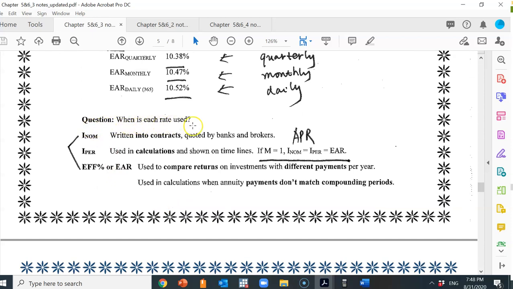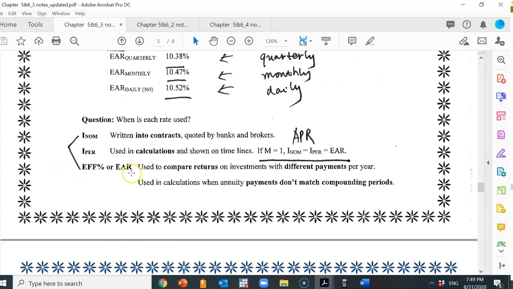When is each rate used? Again, nominal rates are written into contracts and quoted by banks and brokers. Periodic rates are used in calculations and shown on timelines. If M is 1, the nominal rate is the same as the periodic rate and the same as the EAR. All three rates will be the same if it's just annual compounding.